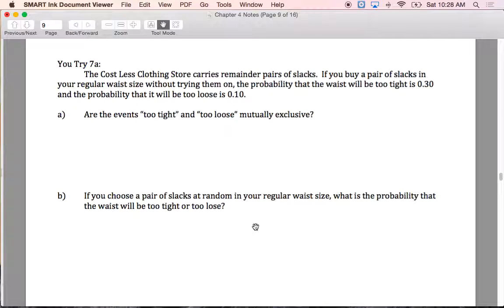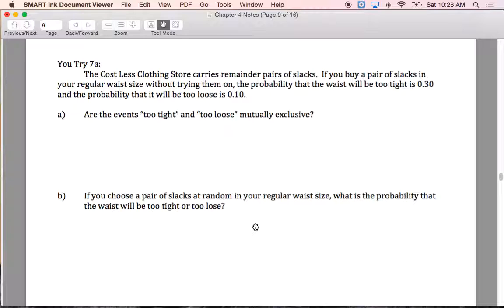Okay, so I want you to try this 7a on your own. So go through it. It's very similar to what we did back in example 7. So hit pause and then come back with me. Okay, so you should have answers for A and B.